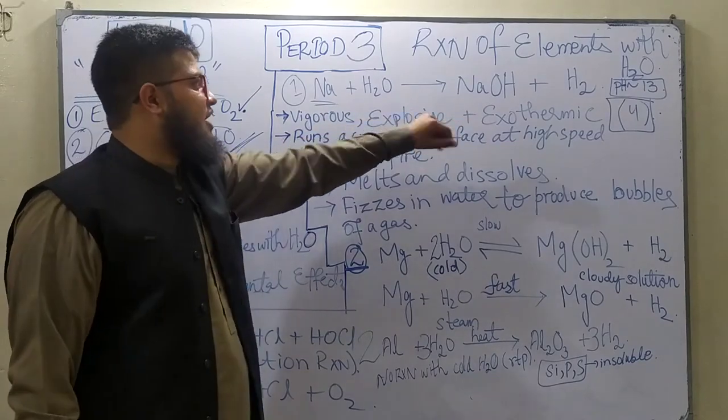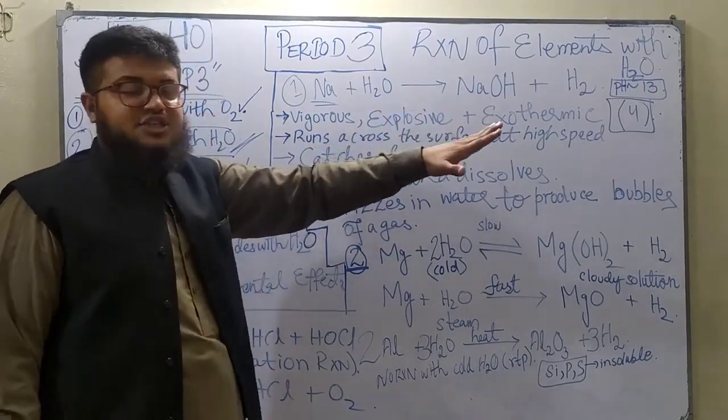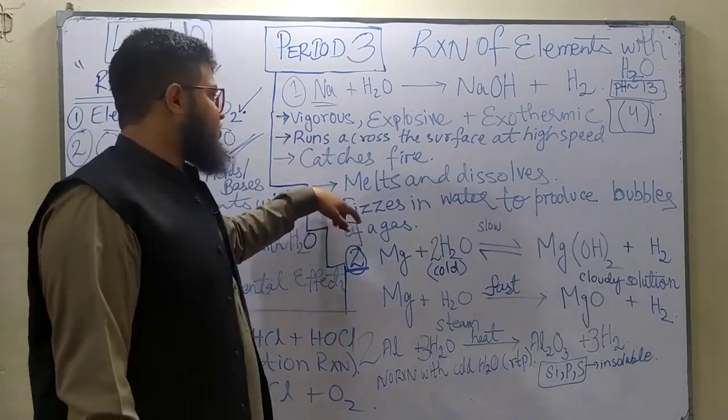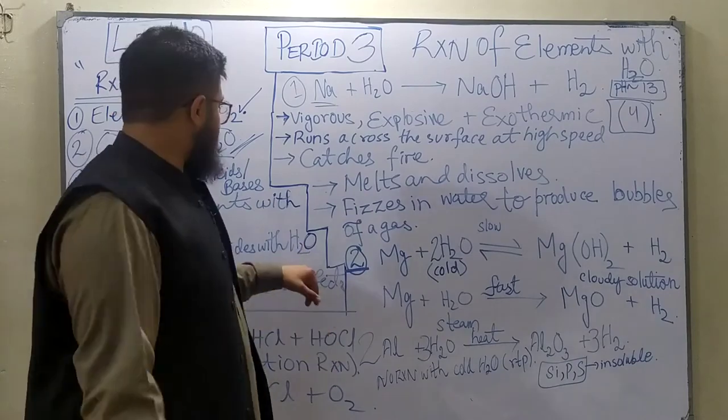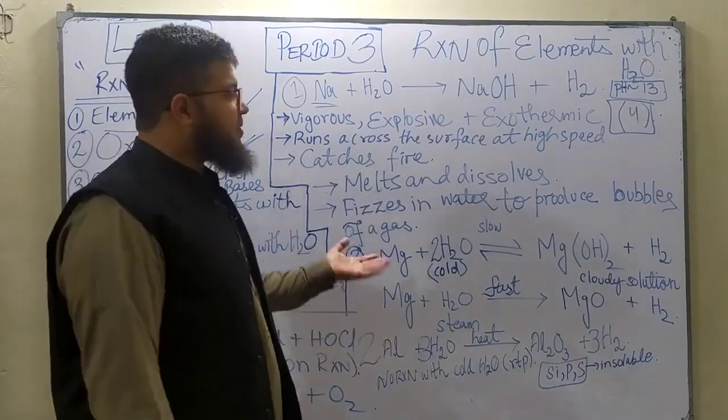Vigorous, exothermic and explosive reaction would be observed. It runs across the surface at high speed and catches fire. So you get 2 to 3 marks from here, and then it melts and dissolves, the 4th mark, and then it fizzes with water, producing bubbles of gas. Bubbles of gas is enough.